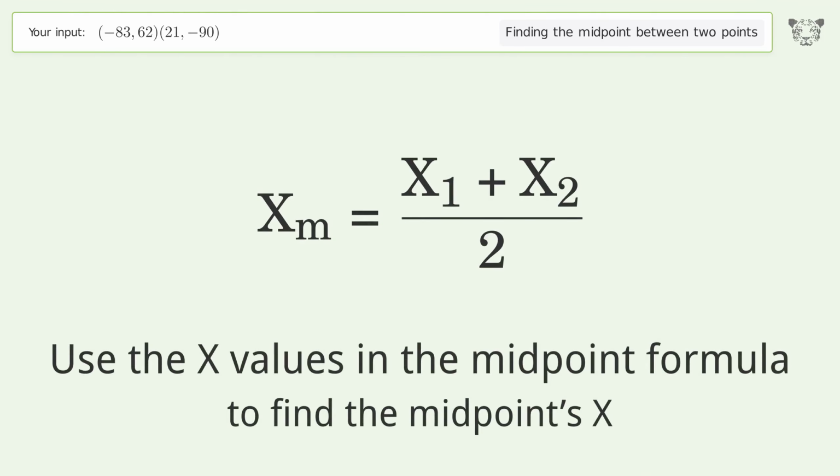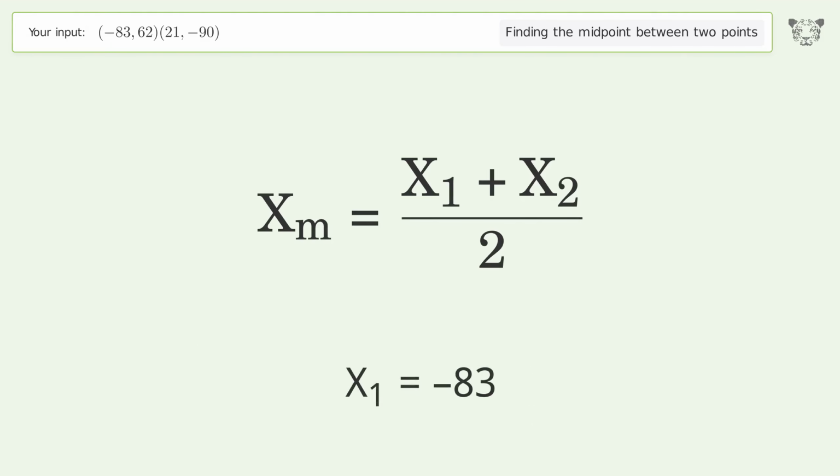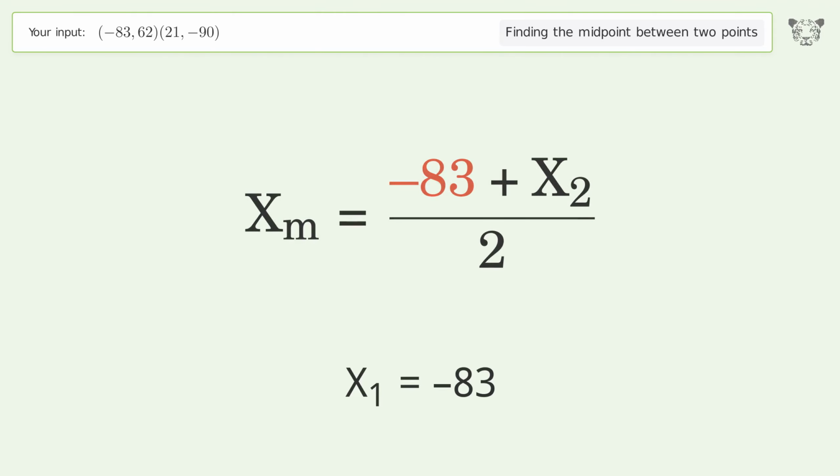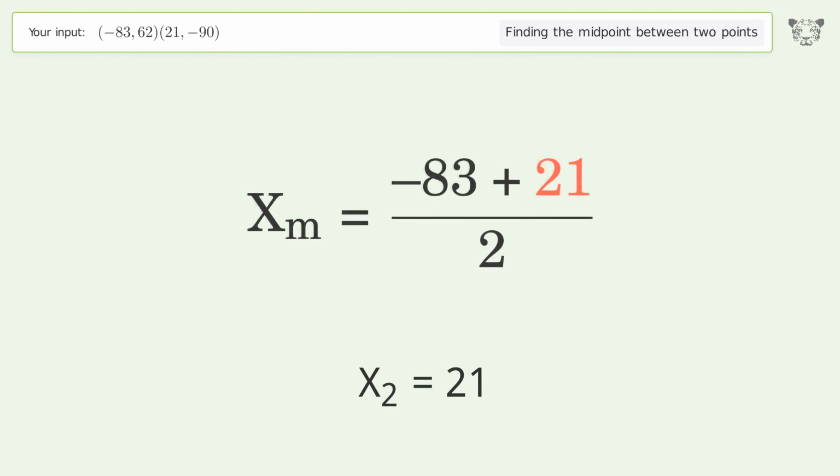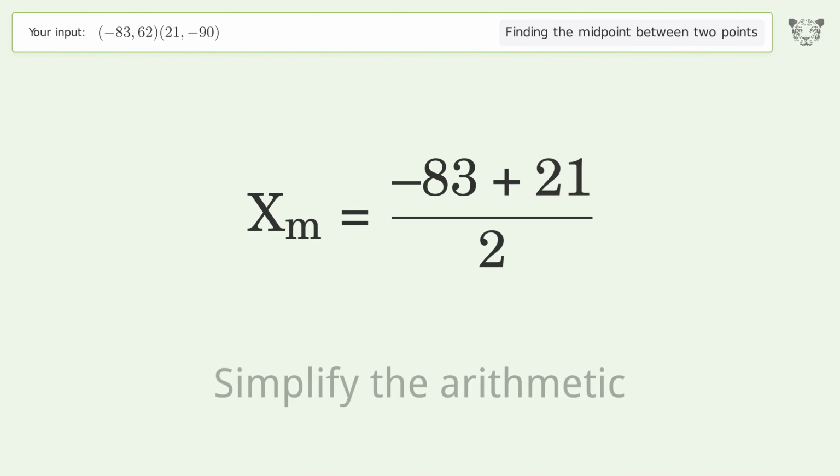Use the x values in the midpoint formula to find the midpoint's x. x1 equals -83. x2 equals 21. Simplify the arithmetic.